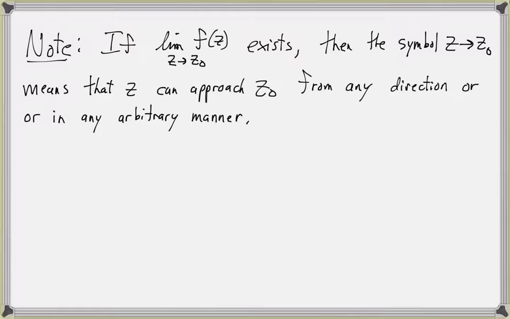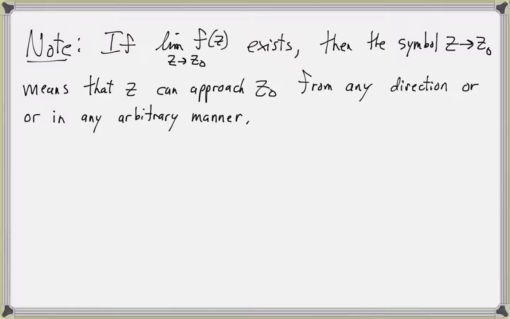So in order for the limit to exist, the limit from every possible direction must all equal the same value for the limit to exist. Recall that in calculus, we had the idea of left-hand and right-hand limits, and we said that the left-hand limit had to exist and the right-hand limit had to exist, and those one-sided limits had to agree in order for the limit to exist. So now, for complex functions, we must consider all possible directions.